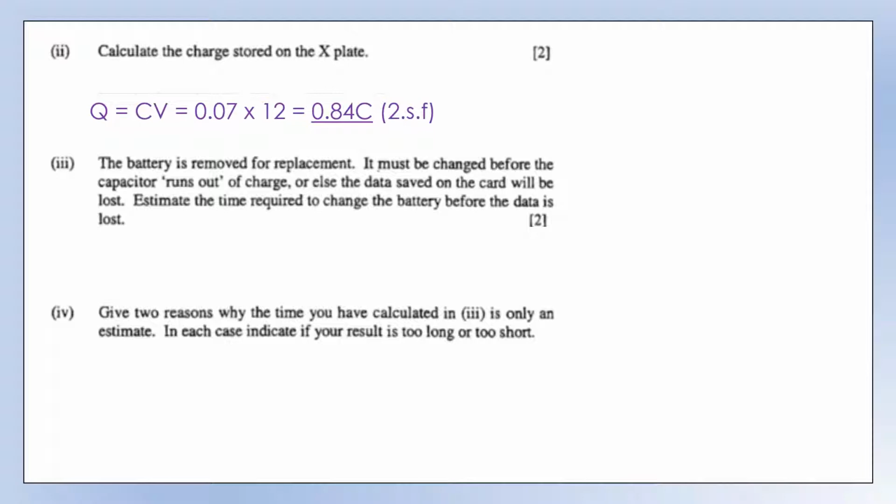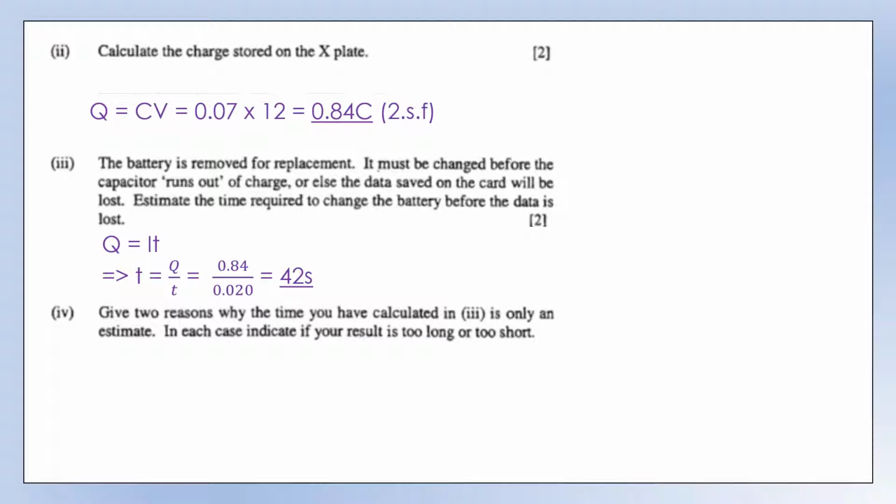A battery is removed for replacement. It must be changed before the capacitor runs out or the data is lost. Estimate the time required to change the battery before the data is lost. So I'm going to assume the current is the same as the one we had before, and we do Q divided by I, which gives us 42 seconds to do a turnover. It's not massively quick, but that's a pretty quick turnover.